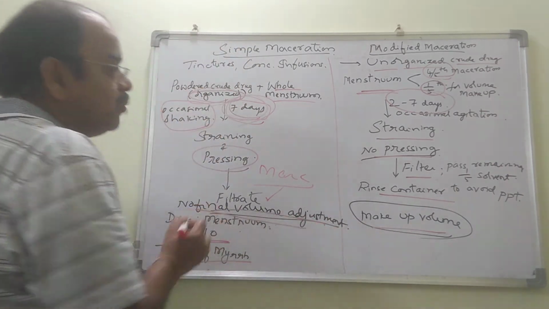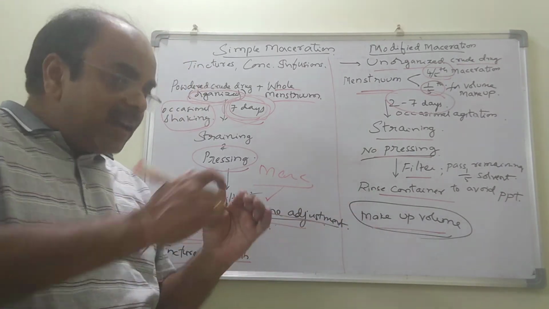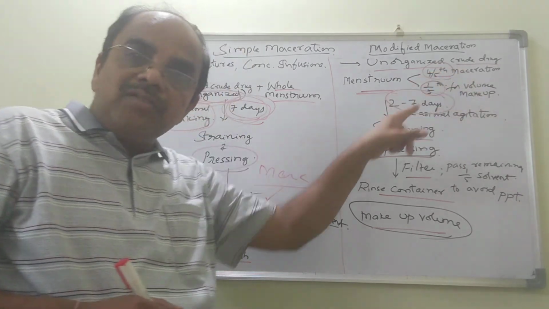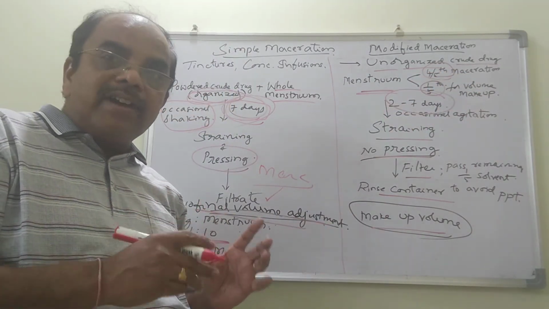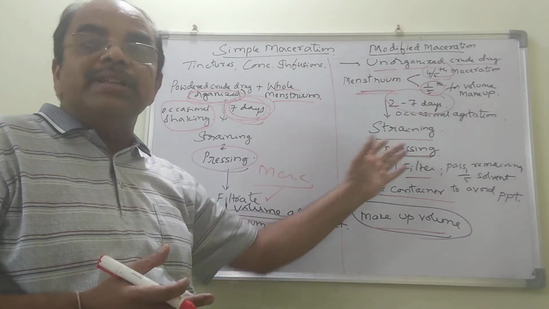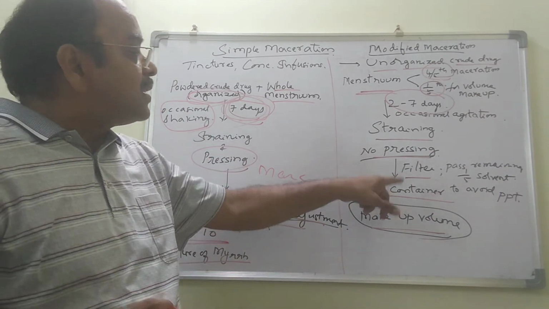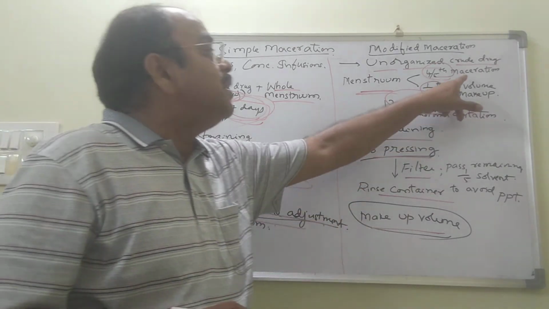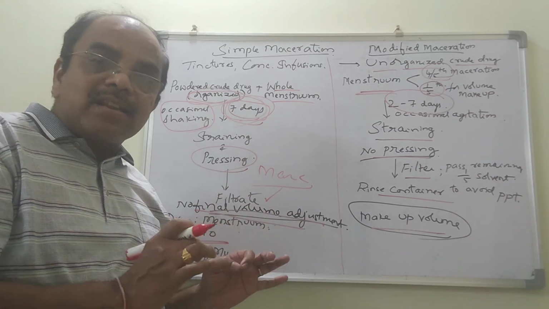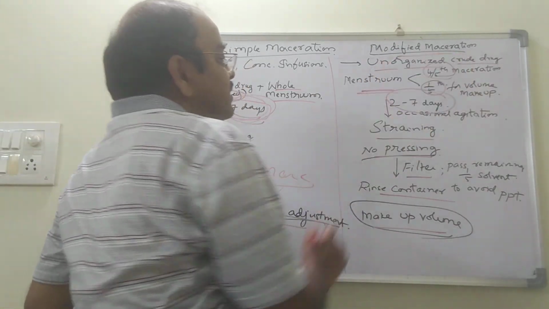Here, no volume makeup in simple maceration. And when you are taking this filtrate, this extract, rinse the container with a suitable solvent. Whatever menstruum you are using here, use the same one for rinsing also. Otherwise, if you are using water, this extract may not be soluble in the water, it may precipitate out. So, as a precautionary measure, this container has to be rinsed with the same menstruum and take the filtrate in that. This is the filtrate or extract of the unorganized crude drugs using the modified maceration process.